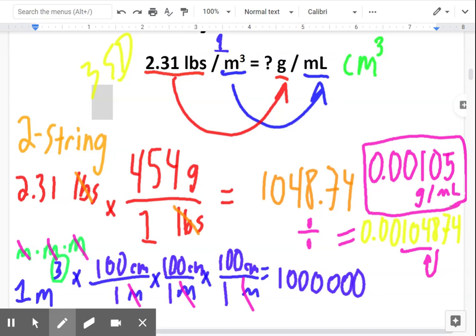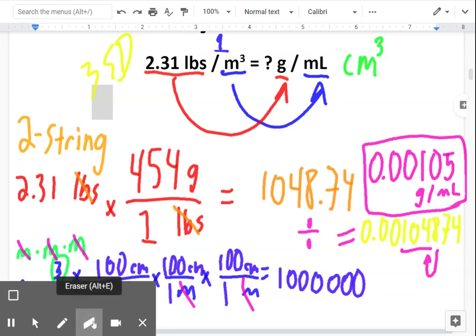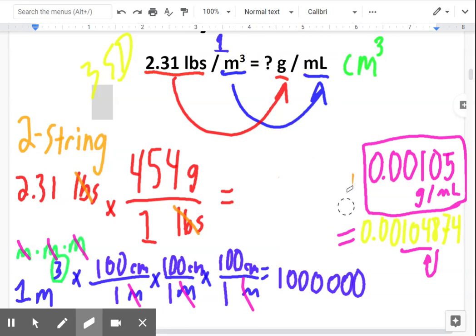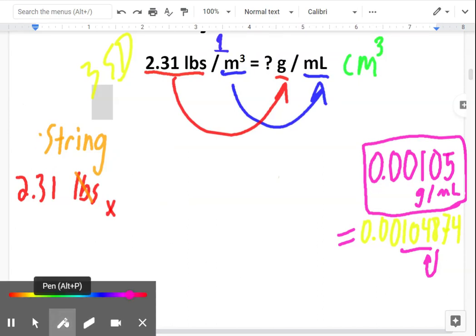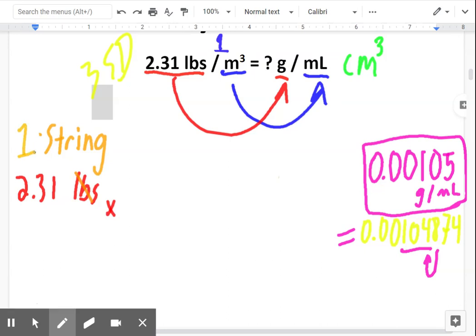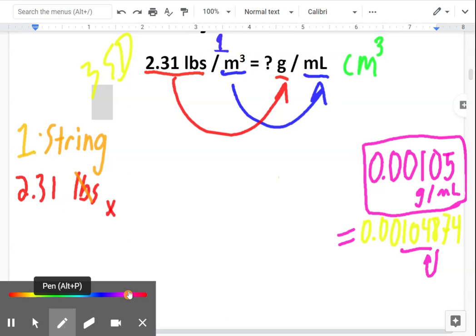Now, since we're doing the same problem, you'd imagine that the answer is going to be the same, and you'd be absolutely correct. So I'm going to sit here and erase a bunch of this stuff here. I'm going to do this as a 1-string. Now, for a 1-string problem, we are going to be doing both of what we just did at the same time.